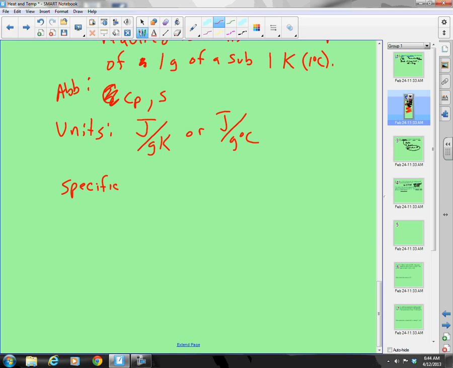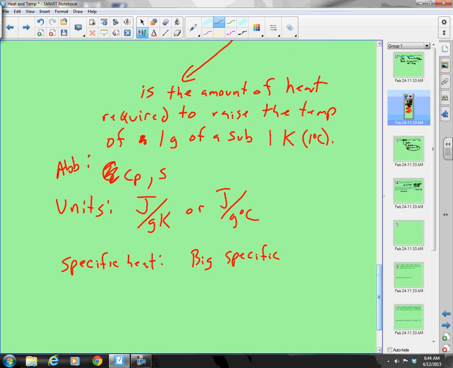Specific heat, right? The size of it. If I have a big number, a big specific heat, what does that imply? Well, we said it's the amount of heat required to raise the temp of 1 gram of substance 1 degree. So if I have a big specific heat, that means it takes a lot of heat to raise its temp.